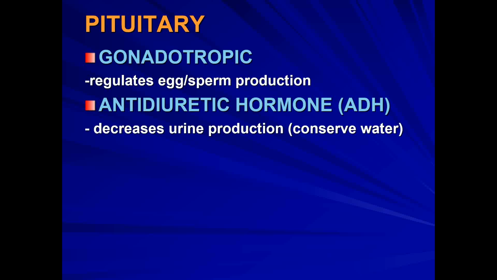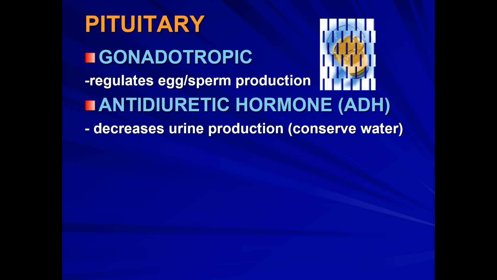So we're conserving or keeping the water. And as a result, that tends to decrease the output of urine, decrease the volume of urine that leaves the body, because the water is being saved or conserved under the influence of antidiuretic hormone.